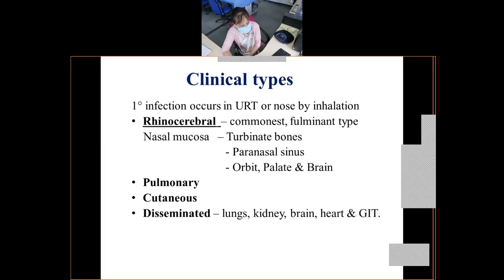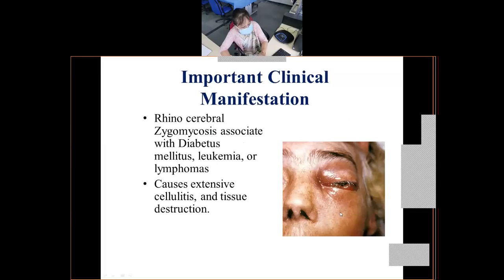So the common primary infection which we have observed most of the time is something we call rhinocerebral mucormycosis. This is the most common type of manifestation and is very highly fulminant. It can involve the turbinate bones, paranasal sinuses, sometimes the orbit, palate, and the brain. Besides that, you can also have other entities: pulmonary manifestations, cutaneous, or sometimes a disseminated form of the infection involving most of the internal organs.